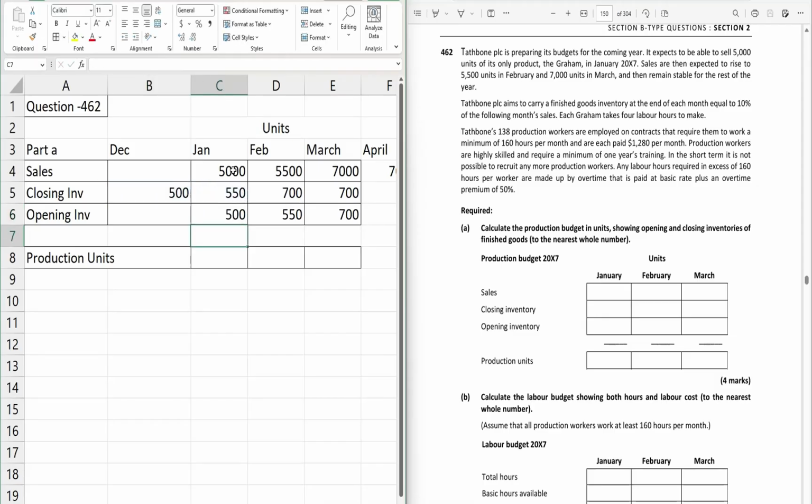Are you getting my point? So what I mean to say is, in order to get the opening inventory of January, we need to identify the closing inventory for December, the previous month, right? And the question says company policy is to hold 10% of following month sales as closing inventory. So the following month is January, and January sales is 5,000, and 10% of 5,000 will be 500, which will be the closing inventory for the month of December. And this closing will be opening for January, and January closing will be opening for February, and February closing will be opening for March. This is how we got our answer.